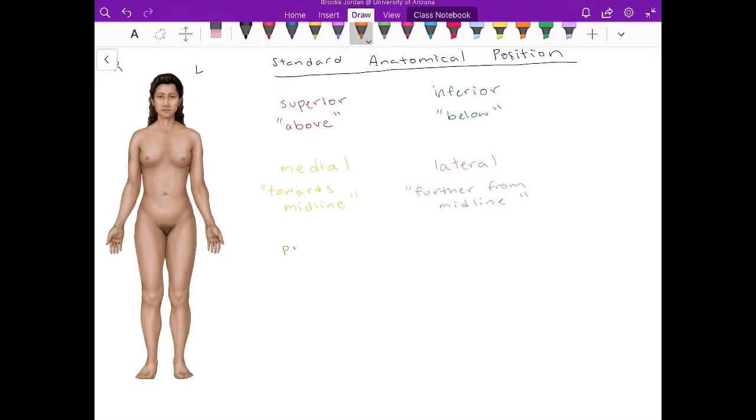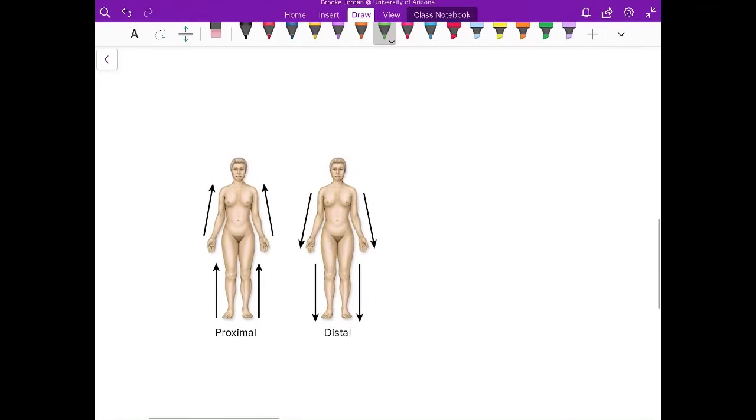Next up, we have proximal and distal. These are discussing the appendages, so the arms and the legs, and it uses these words to describe if they're closer, in the case of proximal, or further away, in the case of distal, to the point of attachment. The point of attachment would be the shoulder or the hip. POA stands for point of attachment here.